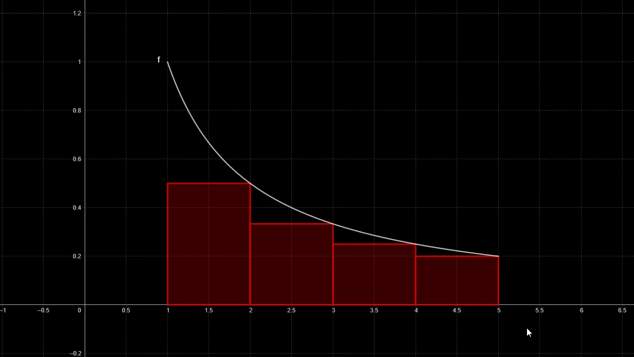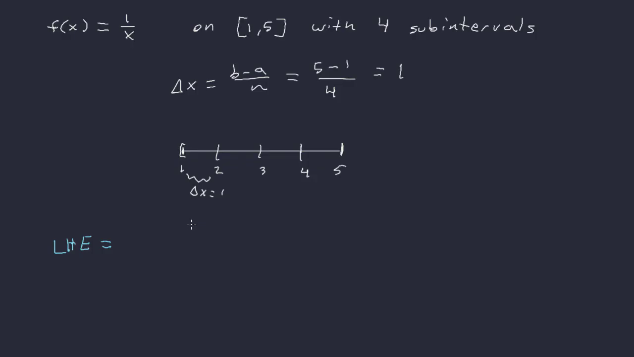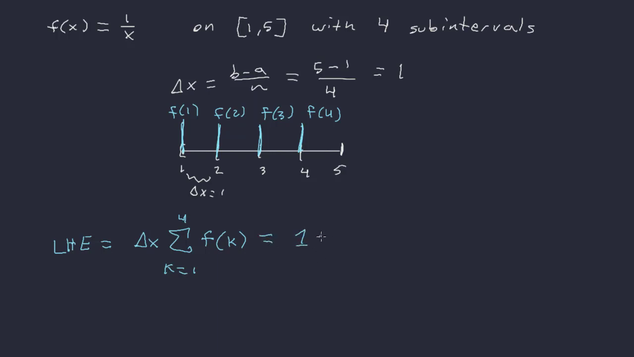Okay, so now let's take a look at the left-handed estimates. Okay, for the left-handed estimates, again, here we use the left-hand side to get our height, so we'll be using f of 1, f of 2, f of 3, and f of 4. Okay, so the left-handed estimate will be delta x, and the sum, k going from 1 to 4 of f of k, which, actually I'll just write it that way, f of k, and that will be the 1 times the sum, k going from 1 to 4 of 1 over k.